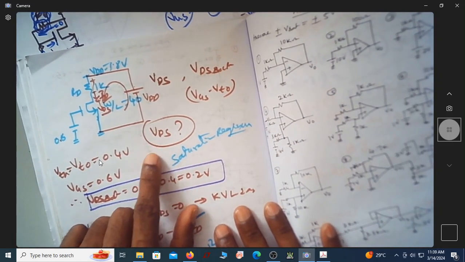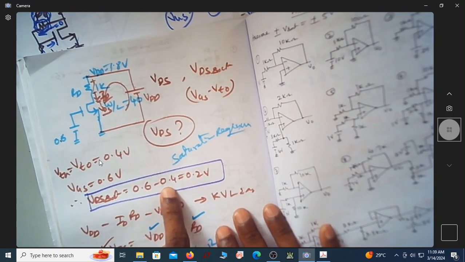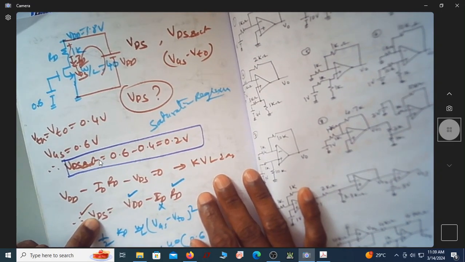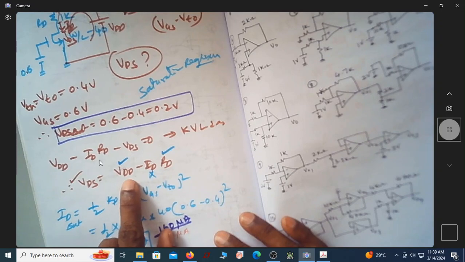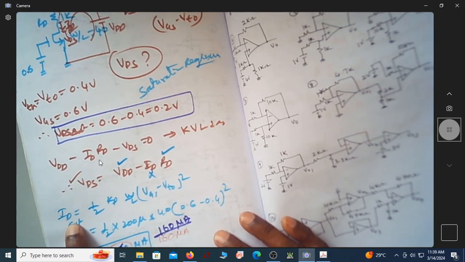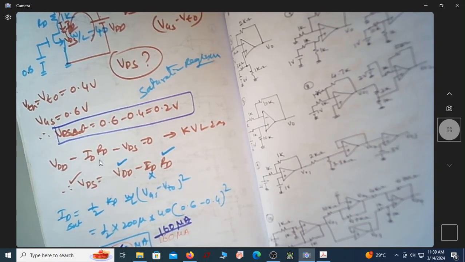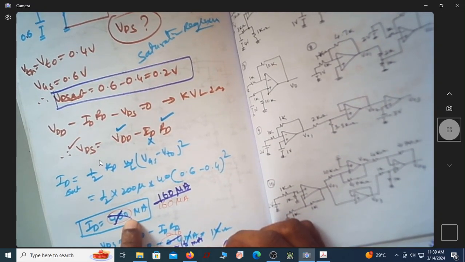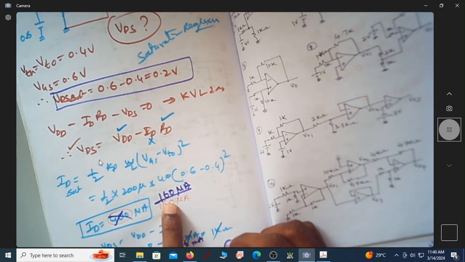We wrote this VDS SAT, which is nothing but VGS minus VTH, which is 0.2 volts. We were comparing VDS with VDS SAT. VDS is given by this expression in which ID was unknown. While finding the value of ID, we substituted all these values, and by mistake this current came out to be 400 microampere. I don't know how that mistake happened. Actually, if you substitute all these values, the current comes out to be 160 microampere.